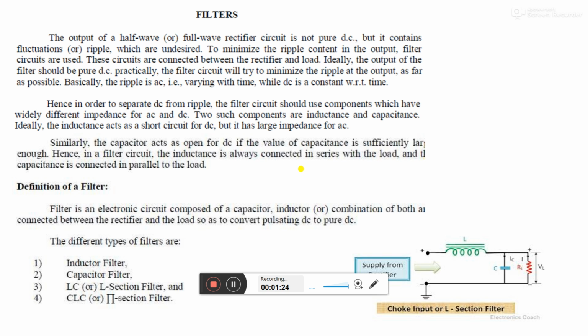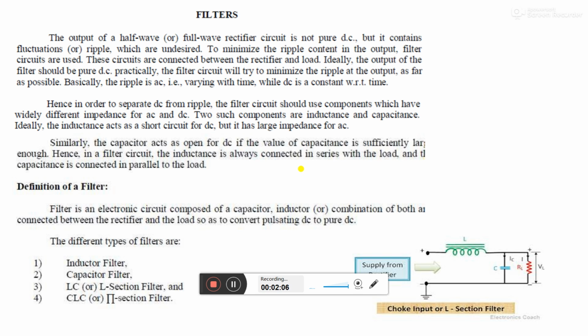Filter circuits are connected in between the rectifier and the regulator. Ideally, the output of the filter should be pure DC, but practically it is not pure DC, but unregulated DC. The filter circuit we use is for the purpose of minimizing the unwanted AC component, which we call ripple, at the output stage. As far as possible we achieve this task by using an electronic circuit called a filter.